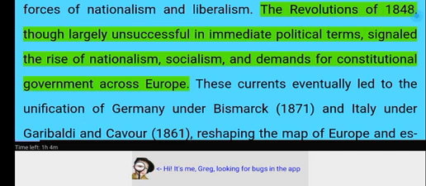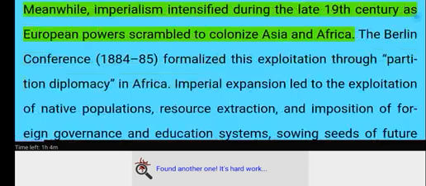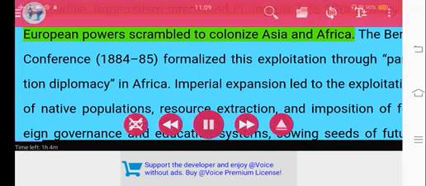The revolutions of 1848, though largely unsuccessful in immediate political terms, signaled the rise of nationalism, socialism, and demands for constitutional government across Europe. These currents eventually led to the unification of Germany under Bismarck, 1871, and Italy under Garibaldi and Cavour, 1861, reshaping the map of Europe and establishing powerful nation-states. Meanwhile, imperialism intensified during the late 19th century as European powers scrambled to colonize Asia and Africa.